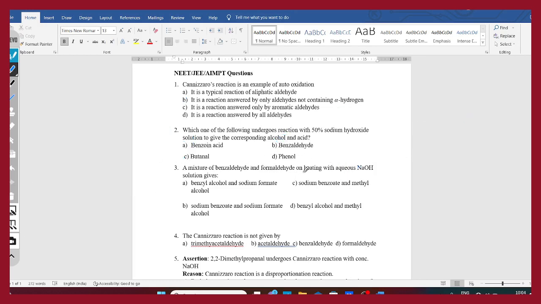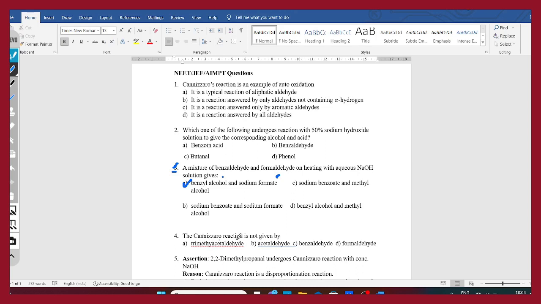A mixture of benzaldehyde and formaldehyde on heating with aqueous sodium hydroxide solution gives: this is a crossed Cannizzaro reaction, or mixed Cannizzaro reaction. Now look: option A, benzyl alcohol and sodium formate. Option B, sodium benzoate and methyl alcohol. Option C, sodium benzoate and sodium formate. And option D, benzyl alcohol and methyl alcohol. The answer is A, because formaldehyde is oxidized. This is the answer.